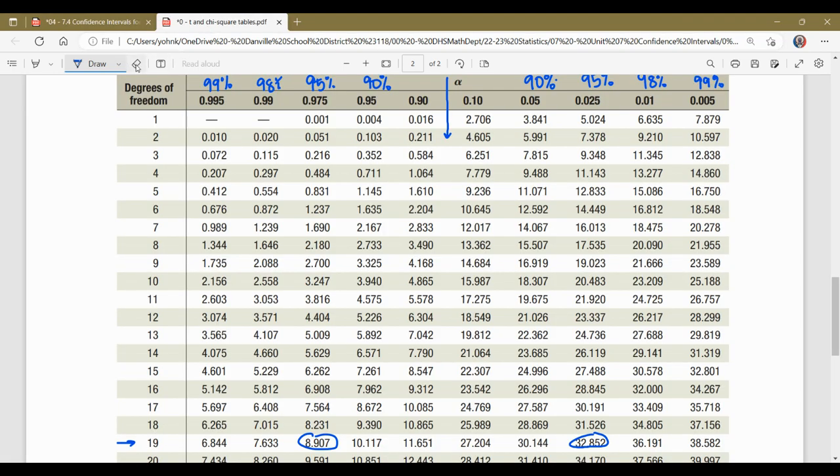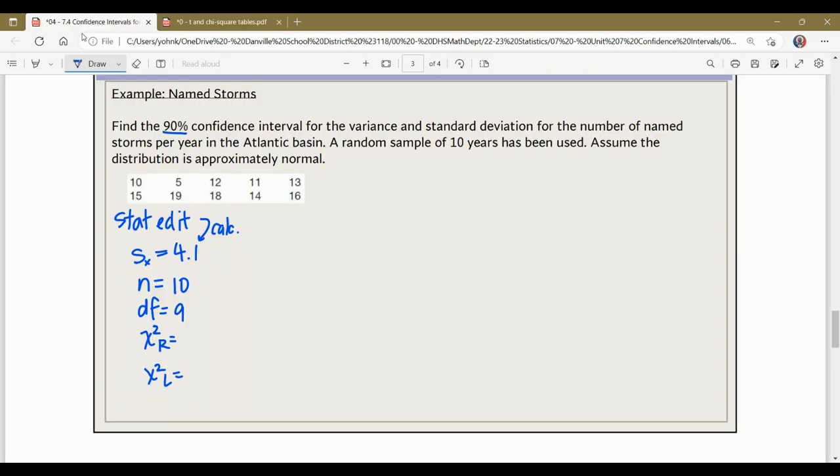All right, so let's see. 90% and 9. So here's 9. 90% is going to be 3.325 and 16.919. So my chi-square right is 16.919 and my chi-square left is 3.325.